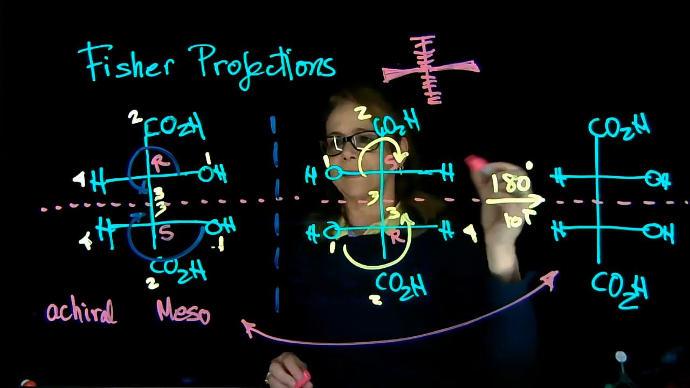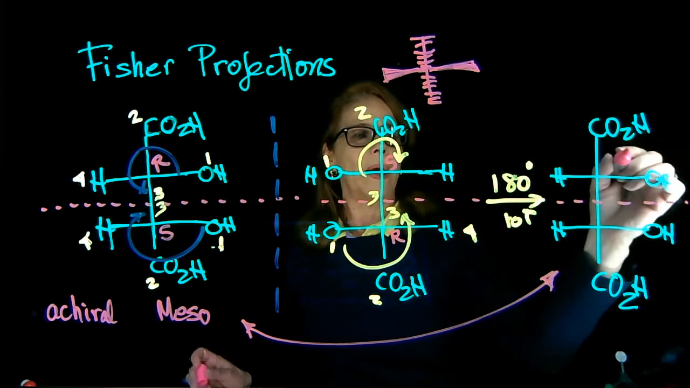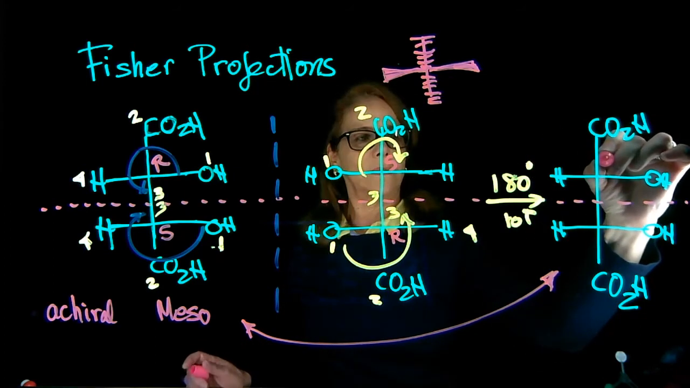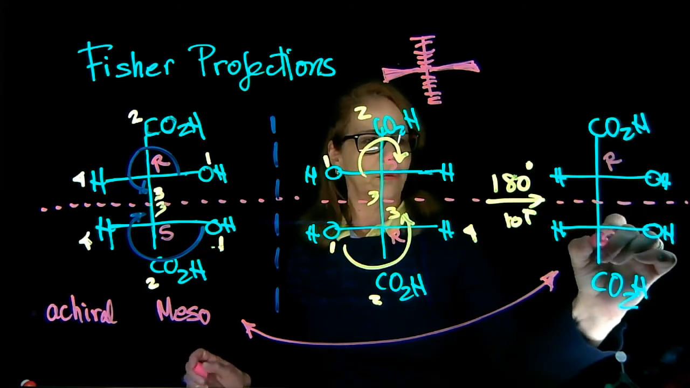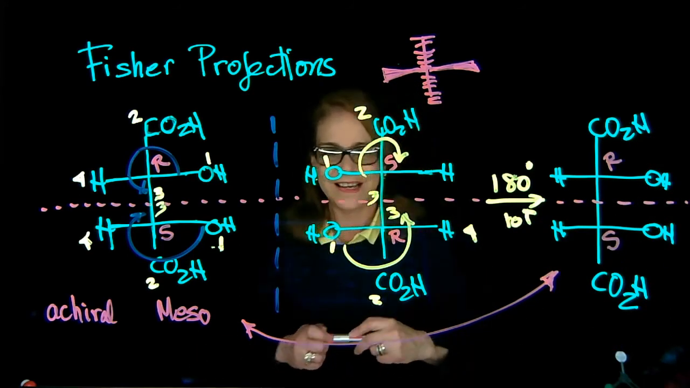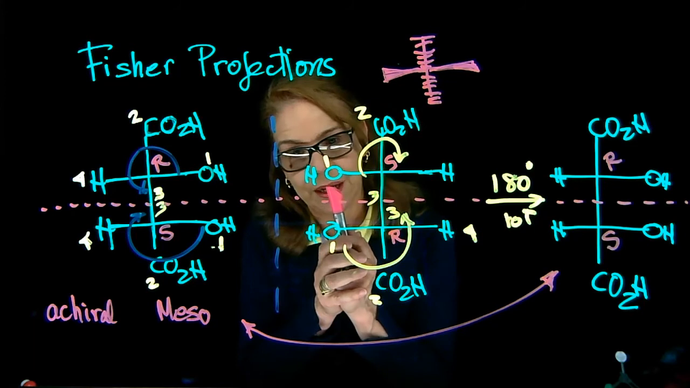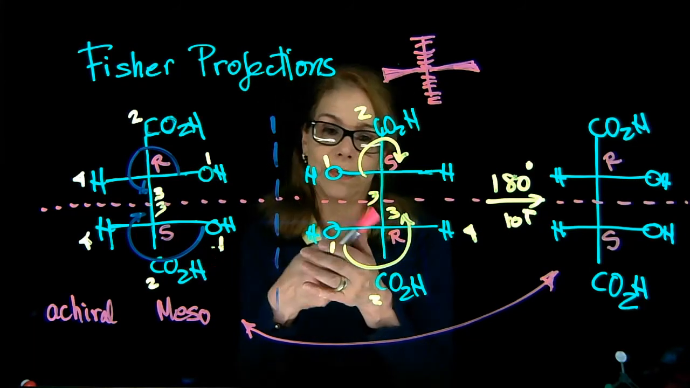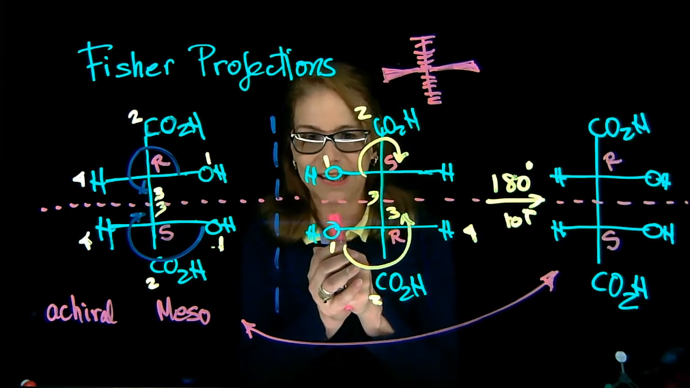And that happens in the meso compound. And here, obviously, this is the same as the original drawing, so these are your configurations. So we recognize then that when we have a meso compound, then the enantiomer is actually the same molecule.